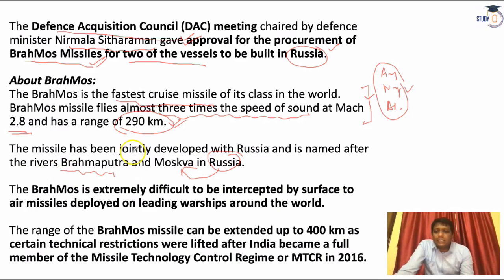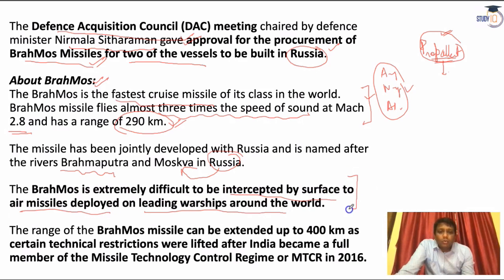You know, guys, India developed all the systems of the BrahMos. Only in one part did Russia help, that is the propellant system. And a propellant is a fuel plus oxidizer system. Russia has given that, and with the help of this system India achieved 2.8, 2.9 Mach speed. Another point, BrahMos is extremely difficult to be intercepted by the surface to air missiles deployed on the leading warships around the world. The BrahMos range can be extended up to 400 km as certain technical restrictions were lifted after India became a full member of the Missile Technology Control Regime.